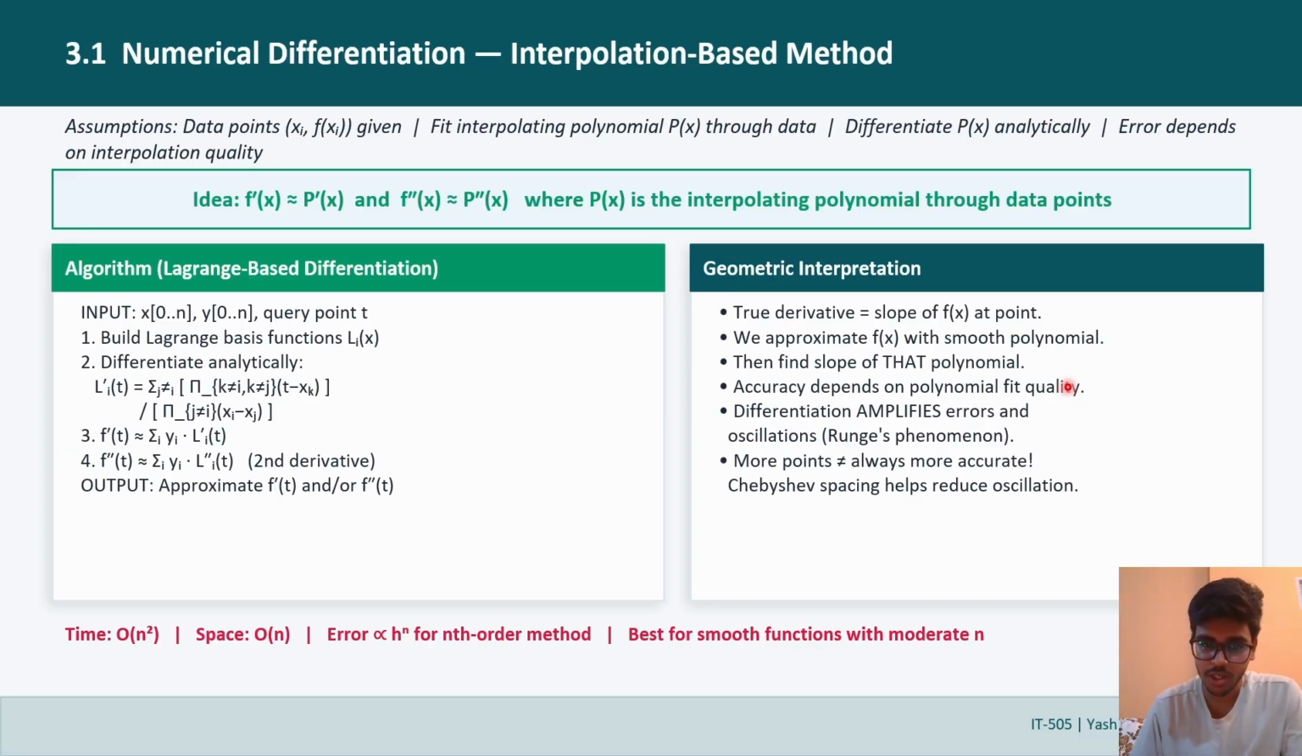Okay, there is an important warning. Differentiation amplifies oscillations. For large n with equally spaced nodes, the Runge phenomenon can cause the polynomial to oscillate wildly between data points, making the derivative very inaccurate. So using fewer points or better spaced nodes reduces the risk. Our time complexity is O of n squared, space complexity is O of n, and error is proportional to h to the n for an nth order method.